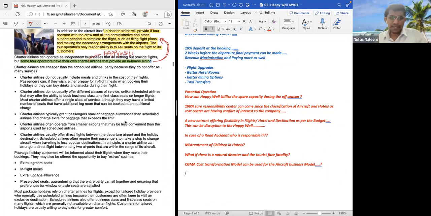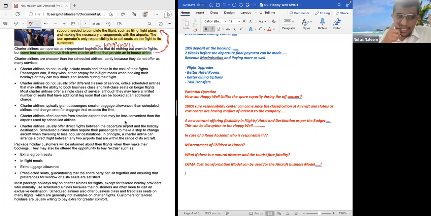Now coming back here, students, charter airlines are cheaper than scheduled airlines, partly because they do not offer many services. Charter airlines do not usually include meals and drinks in the cost of the flight. If they wish, passengers either prepay for in-flight meals when booking holidays, or they can buy drinks or snacks. Charter airlines also do not usually offer different classes of service. Scheduled airlines let you book business class or first class, but you don't have that.